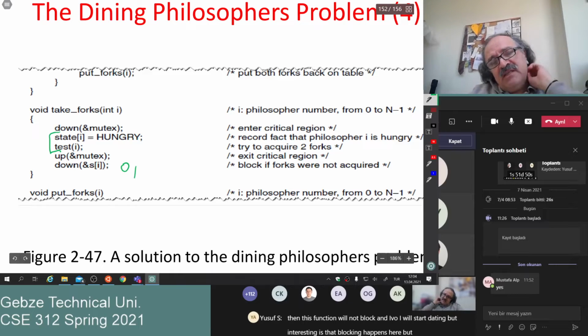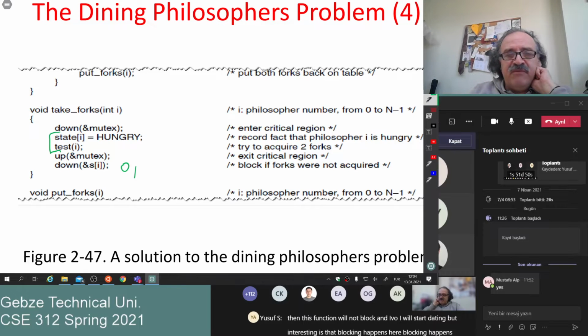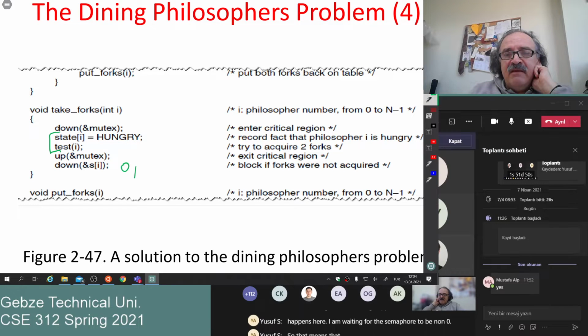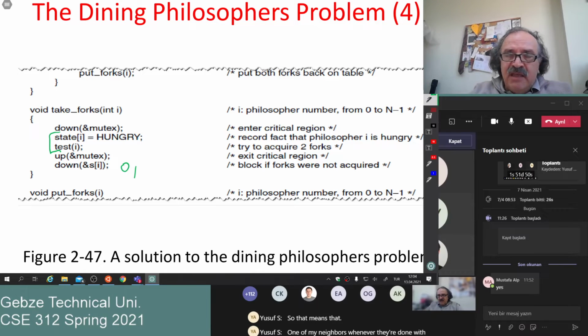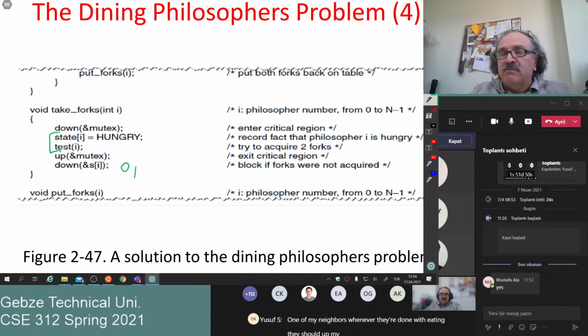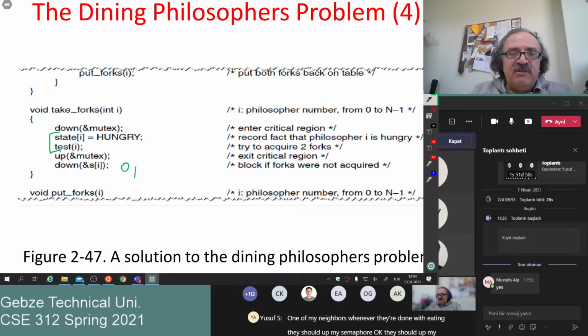But the interesting thing is that blocking happens here. I am waiting for the semaphore to be non-zero. So that means that one of my neighbors, whenever they are done with eating, should up my semaphore. And we are going to see it in a few minutes when we look at the put forks function. Okay, so that's the story about take forks.